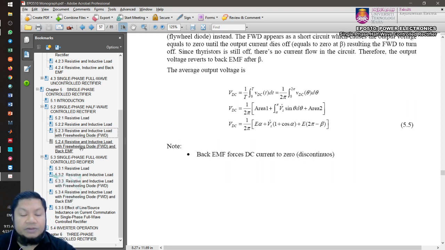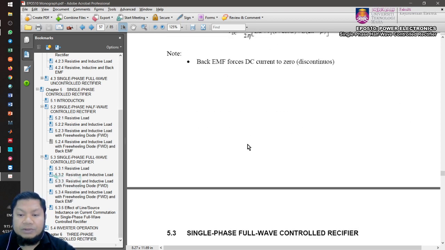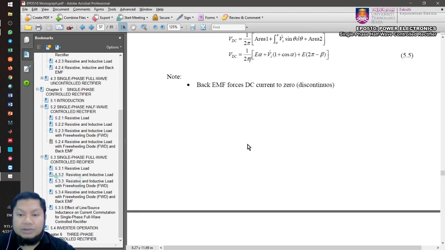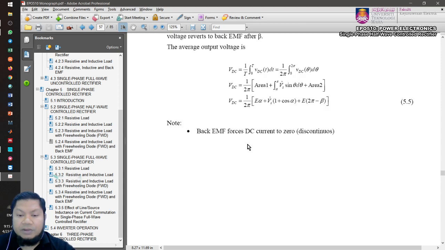Okay, so now we're going to continue. Alright, so that is the first section of the single phase half wave controlled rectifier.